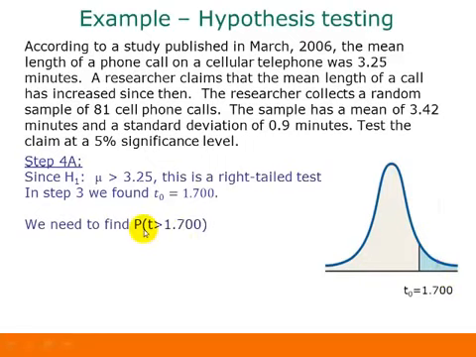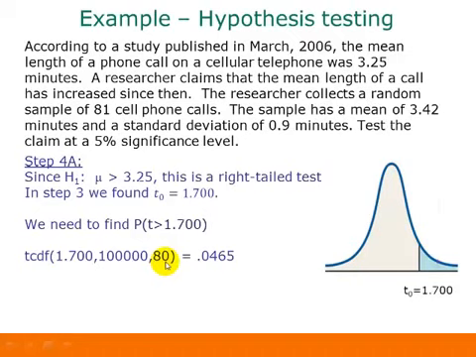Or we can think of it as finding the probability that t is greater than 1.700. Now for this, you can use the t-CDF function in your calculator. This works like the normal CDF function in that we put in a lower bound and an upper bound. So since we're going from this number to the right, this would be our lower bound, and we'd use a large positive number for our upper bound.